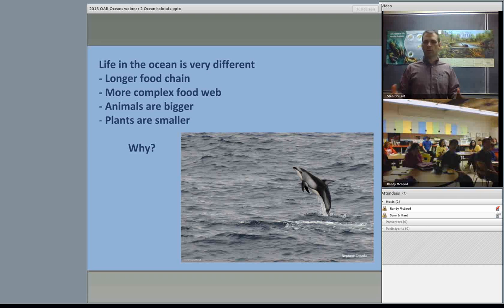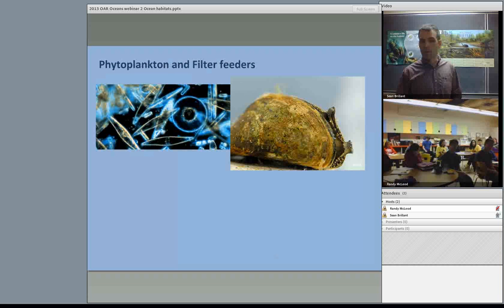So why are there all these differences? Why is the ocean so different from the land? Well, we don't really know, but we know that there are some big contrasts between how the two operate. One is what I just mentioned, which is phytoplankton. These microscopic plants are such a dominant source of plant energy and what's called primary productivity in the ocean. And they are consumed by a class of feeders called filter feeders.